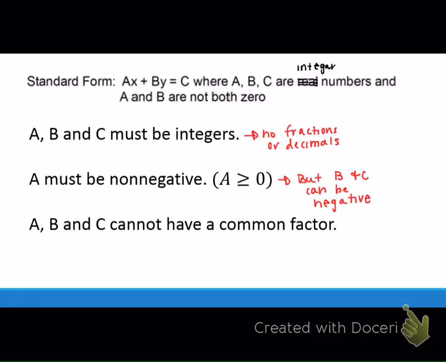And then finally, A, B, and C cannot have a common factor, so this means that you cannot divide each by the same number. And if you can, we have to simplify that. You know how when we simplify fractions, like 4 over 8, we say 4 goes into both when we divide top and bottom by 4. If the same number goes into all three, A, B, and C, then we have to divide that out.